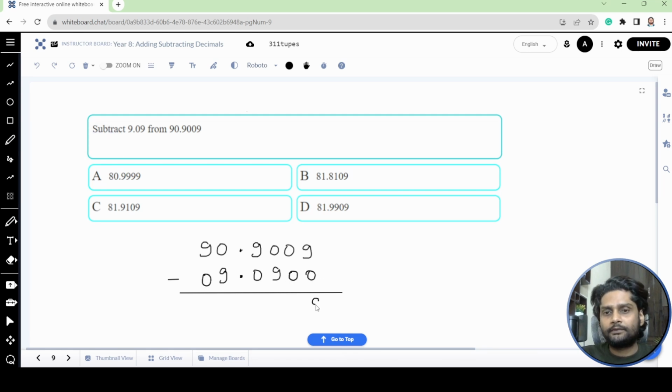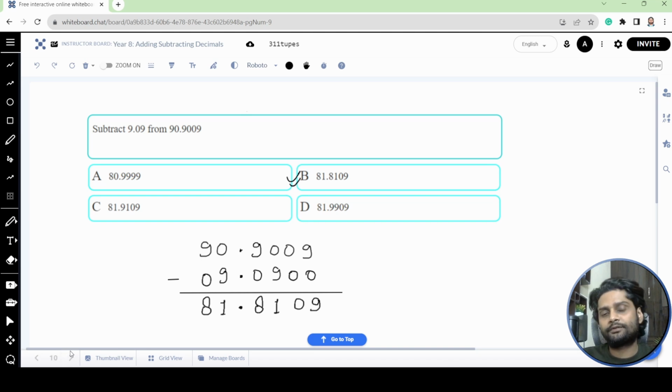We subtract them then, 9, 0, now 10 because it gives you one borrow, so it becomes 10 minus 9 is 1, it became 8. We keep it as it is, we just line up the decimal here also. And here it gives one more borrow to that, it becomes 10 minus 9, that is 1. It becomes then 8 while giving one borrow. So it's going to be 81.8109. So the option B is correct.